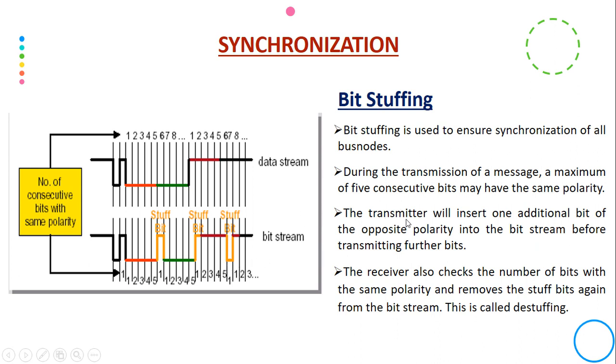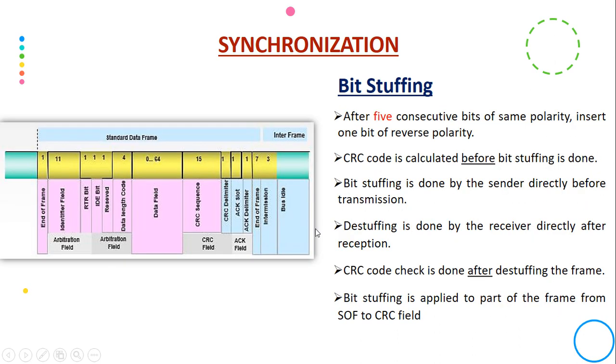That is, the transmitter will insert one additional bit of the opposite polarity into the bit stream before transmitting further bits. For a long sequence of dominant bits, a recessive bit is stuffed. For recessive bits, a dominant bit is stuffed after 5 consecutive bits. This is done by the transmitter. The receiver also checks the number of bits with the same polarity and removes the stuffed bit again. This is called destuffing. After 5 consecutive bits of the same polarity, insert one bit of the reverse polarity. That is the summary.